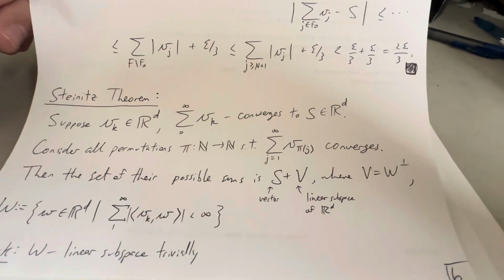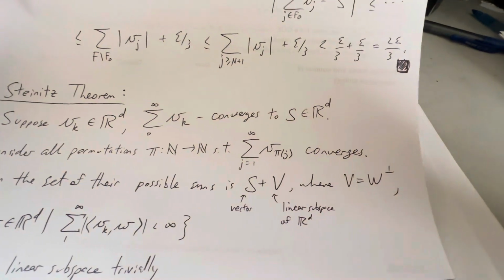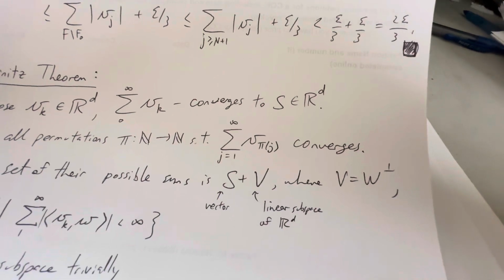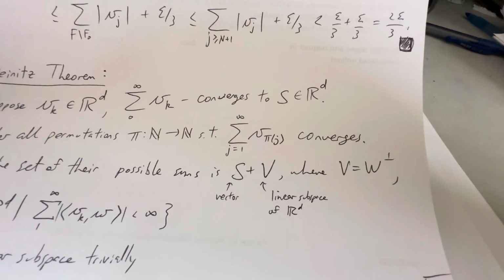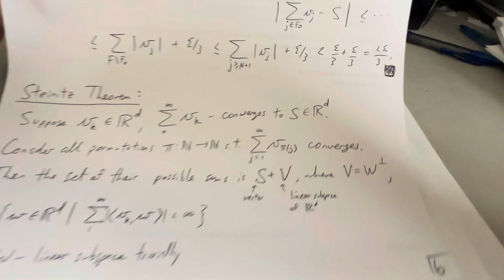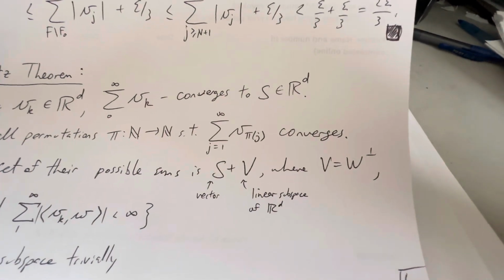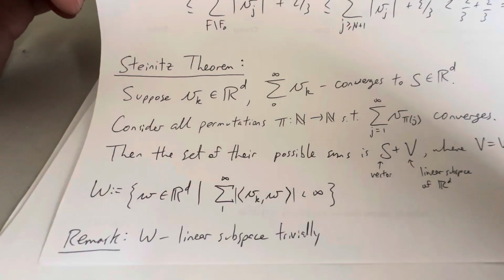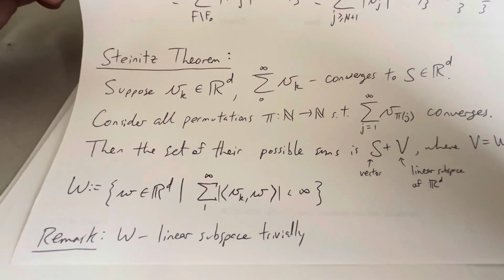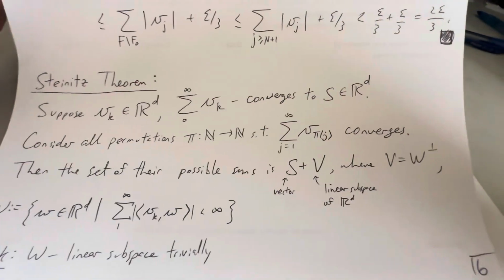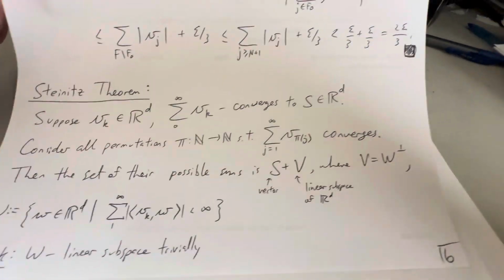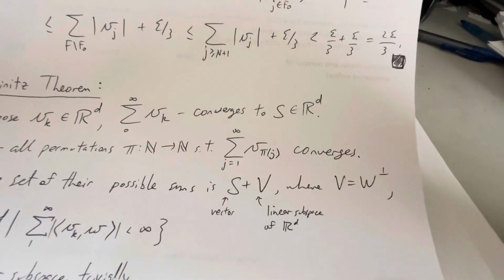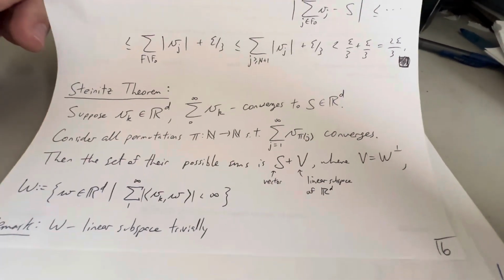And we want to prove that the set of their possible sums is S plus V, where S is the vector that we have here, and V is any linear subspace of R^d, where V is equal to the orthogonal complement of W, where W is this thing. Apparently we want to show... wait, what's the claim? Then the set of possible sums is of the form S plus V. Okay, so that's what Steinitz says.